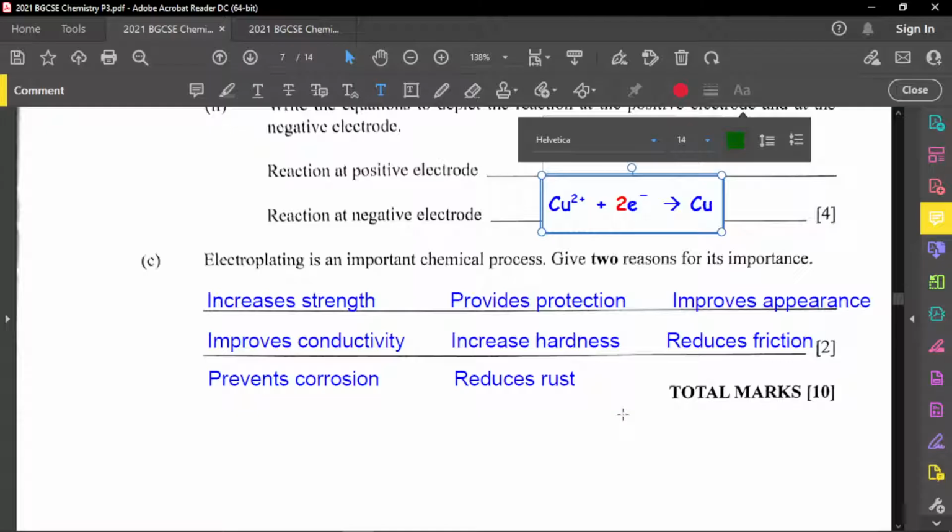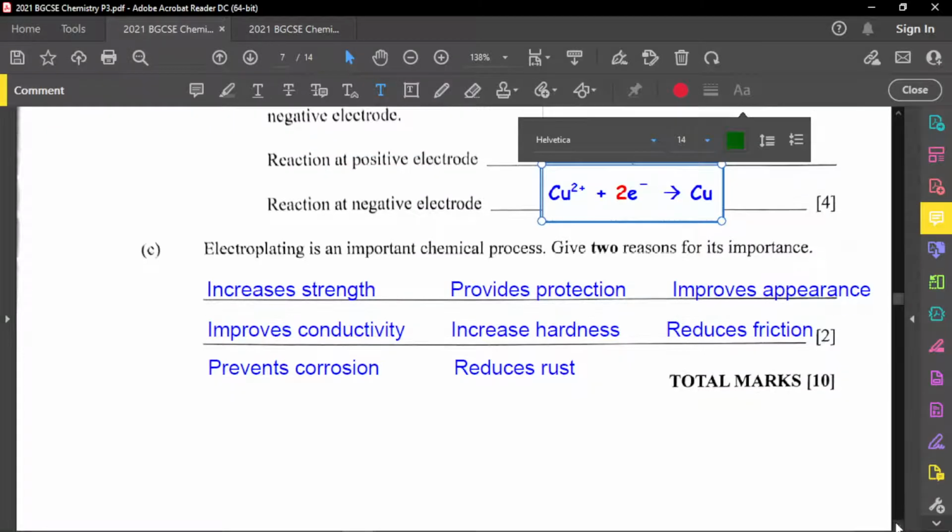Sometimes it is too dull. They want to make it a little bit shiny, so they deposit a metal that is more shiny. Also to improve conductivity of electricity or heat, and to increase the hardness of the metal as well. Also to reduce friction in some cases, prevent corrosion, and also to reduce rust. So those are a few reasons why electroplating is done.